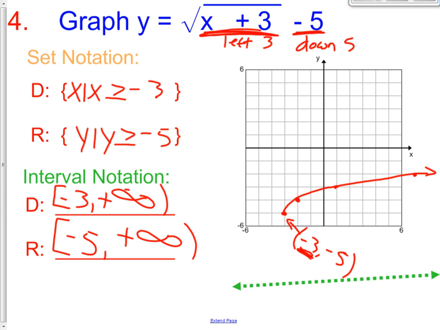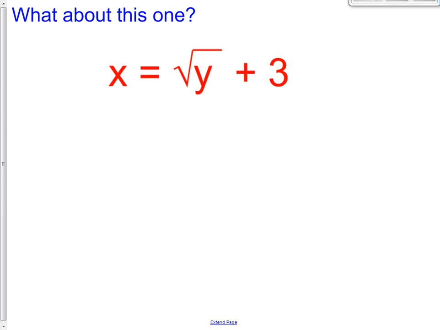Last thing I want you to be aware of, let's say you get this on an assignment. x equals the absolute value of y plus 3. You can't graph this on your graphing calculator. So if you can't graph it on your graphing calculator, let's just put in some points for x and y. Let's make a little table. Let's put in values for y.